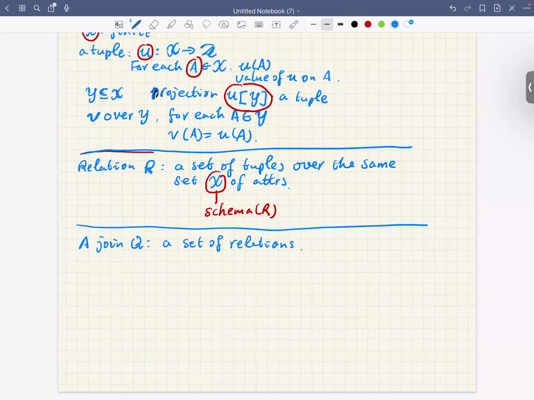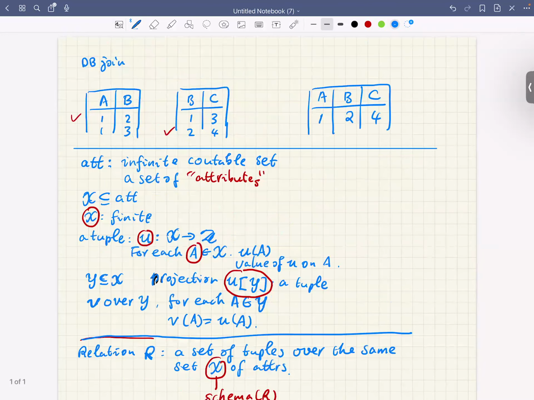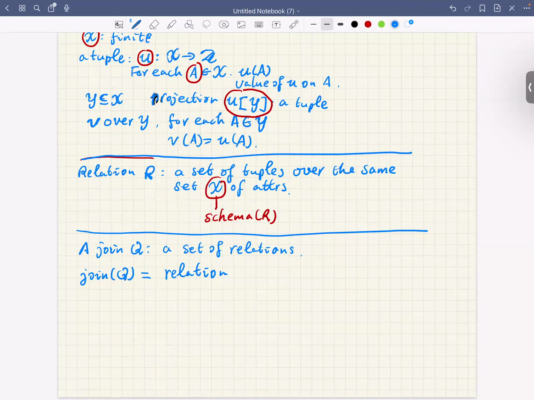Now I have to define the output of a join, right? So this join Q, this is the result. The result of the join is a relation. So the output of the join is a relation, just like what you saw before, this ABC there, right? But whenever I talk about a relation, I have to talk about the schema. Otherwise, things are not clear, right? So what would be the schema of this relation?